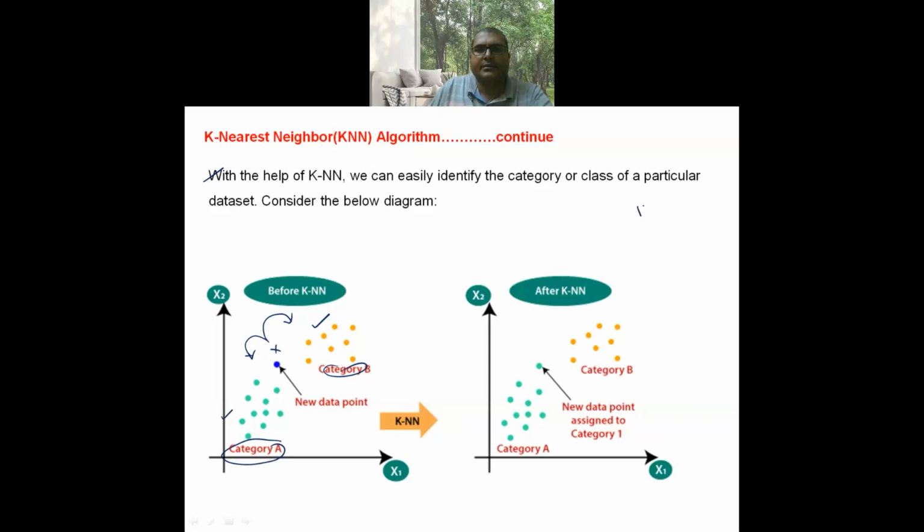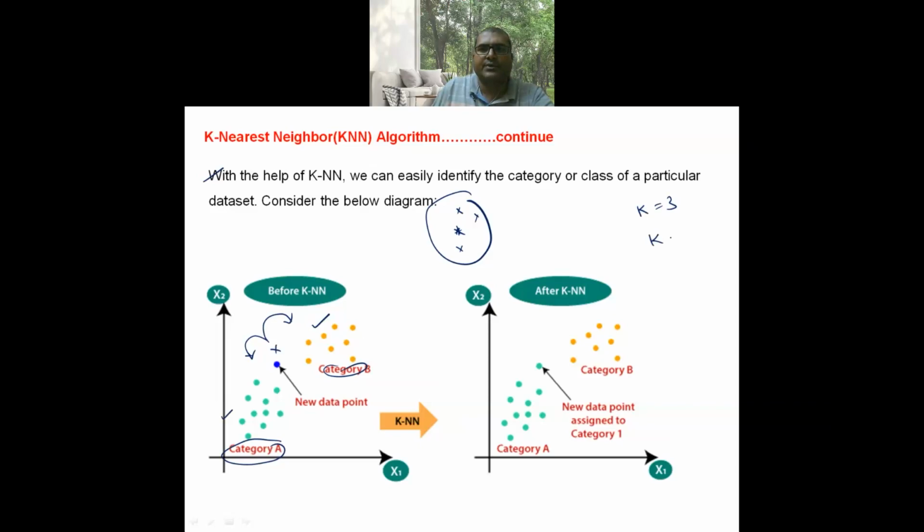Here, K value 3 means for the given data point, we need to consider the given data point as the center. We need to draw a circle in such a way that 3 data points will be covered in that circle. Here, the 3 data points are associated with category A and category B.